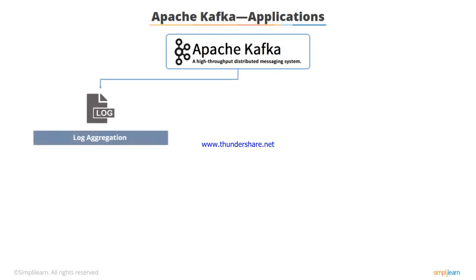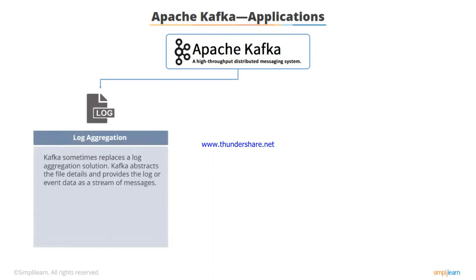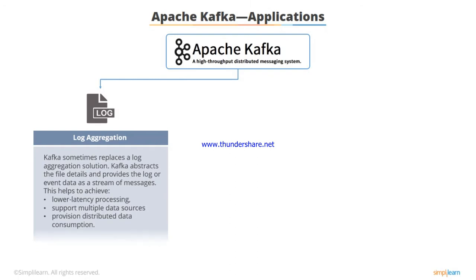Log aggregation. Kafka sometimes replaces a log aggregation solution. Log aggregation solutions collect physical log files from servers and place them in a central server for processing. Kafka abstracts the file details and provides the log or event data as a stream of messages. This helps to achieve lower latency processing, support multiple data sources, and provision distributed data consumption. Kafka performs well and ensures stronger durability as compared to log-centric systems such as Scribe or Flume.